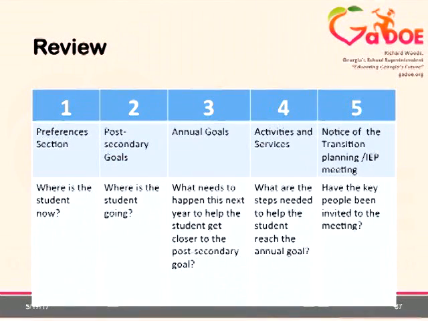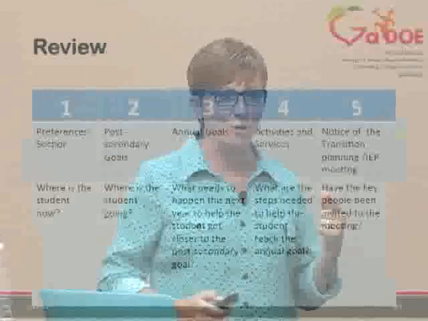And that pretty much concludes the 5 steps. Hopefully you guys have this in your brain now. We always start with, where's the student now? Where's the student going? What can we do to help the student progress this next year? What are some activities and services that we can come up with to support the student as they reach that goal? And then the 5th one is, are the key people invited to the meeting.